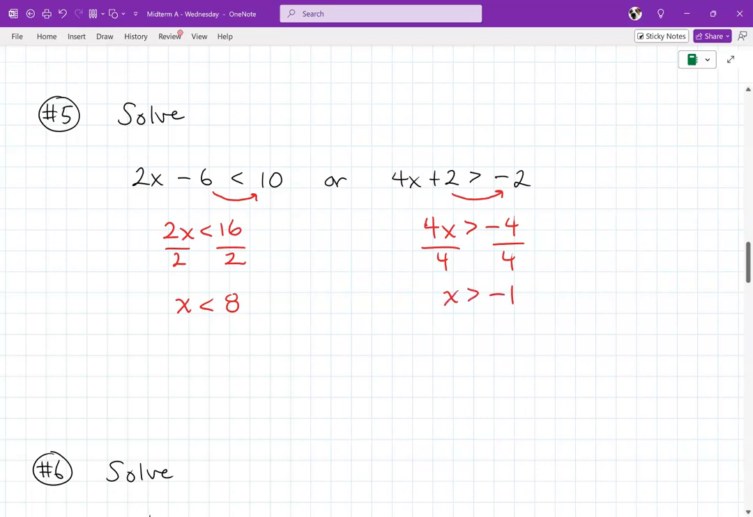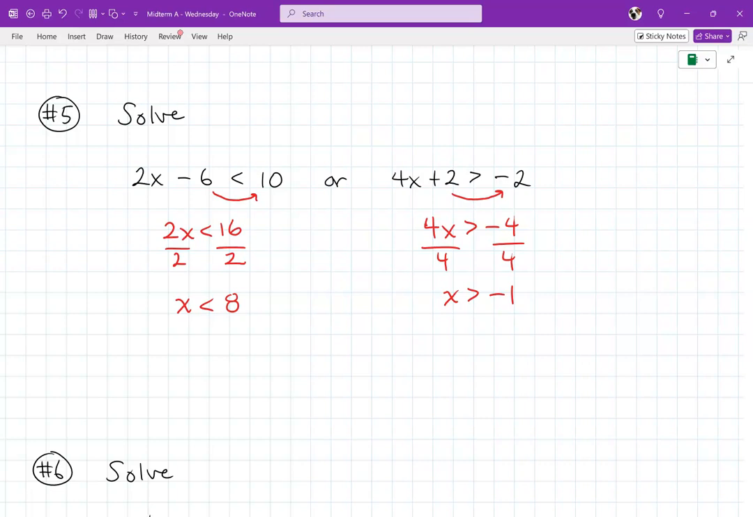Now, if you're wondering, wait a minute, why did you switch the sign? Remember, I did divide a negative number, but I didn't divide by a negative number, okay? You can divide negatives. You can multiply negatives, no big deal. But dividing by negatives on both sides, that's what's going to flip that symbol, all right?